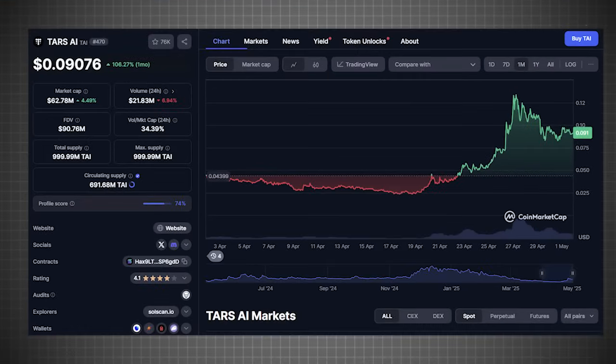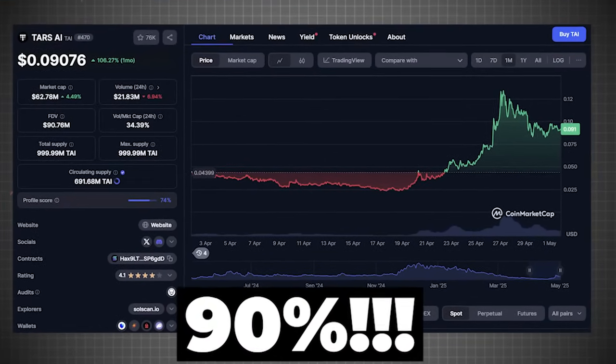AI is up over 90% in the last 7 days alone. They are on fire, and I want to go through some updates on why TARS is pumping so strong right now and what opportunity TARS is right now in the crypto space.